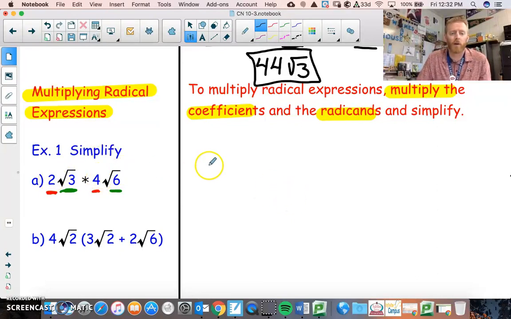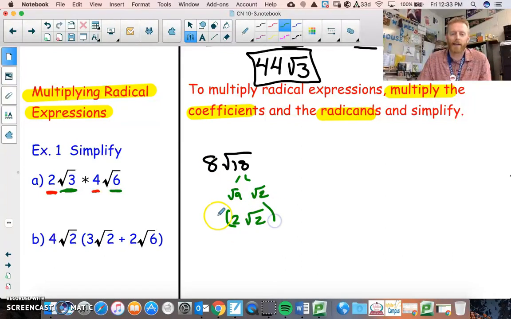So 2 times 4 makes an 8. Root 3 times root 6 makes a root 18, and then we would simplify. So 18 turns into a root 9 and a root 2, and so that becomes a 2 root 2 combined with that 8 that was already there.